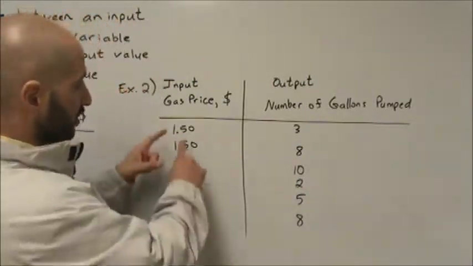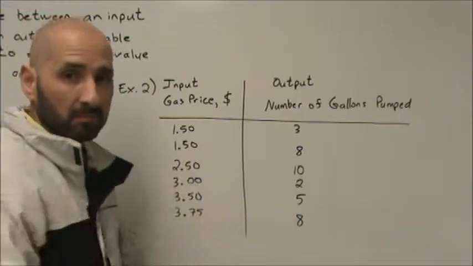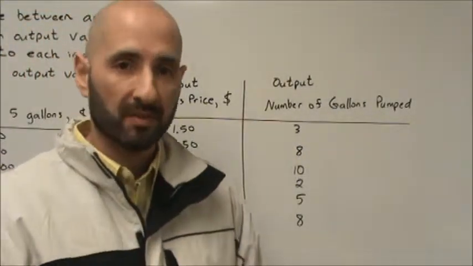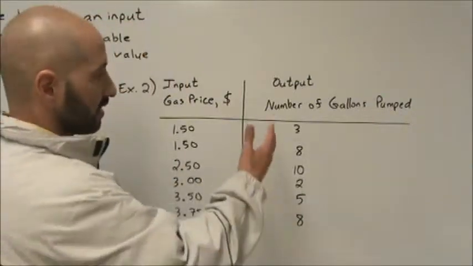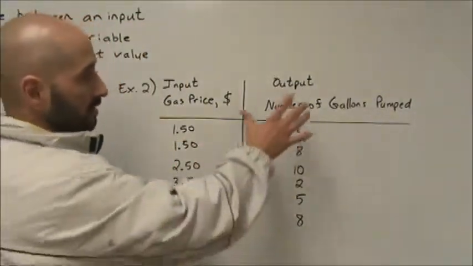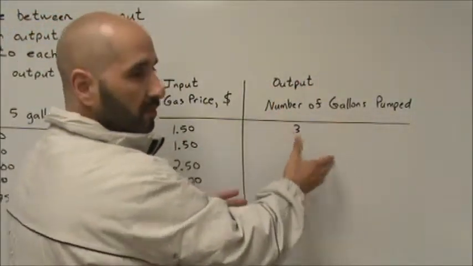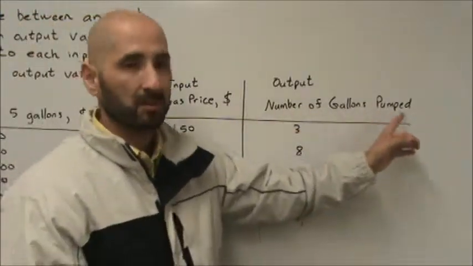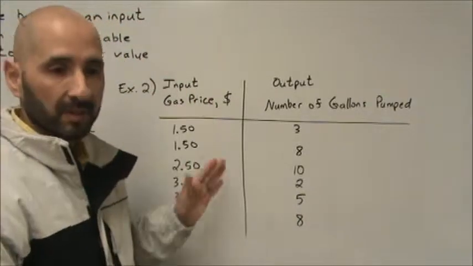And so this one input value of $1.50 is now assigned to two output values, and this is not a function. So this output variable is not a function of this input variable. In other words, the number of gallons pumped is not a function of the gas price.